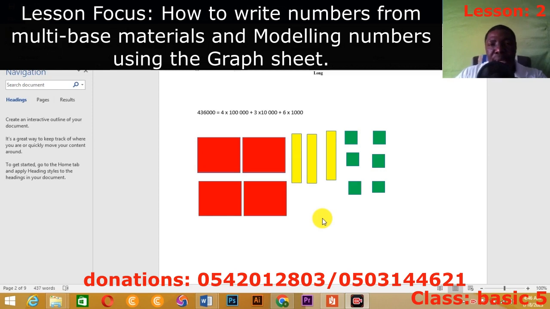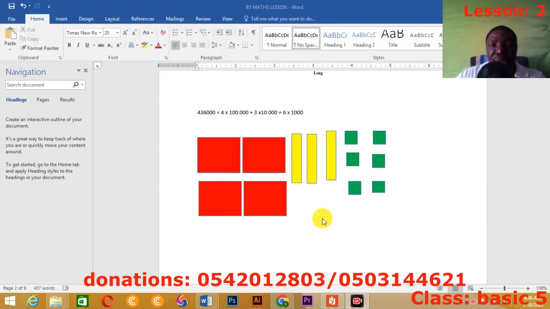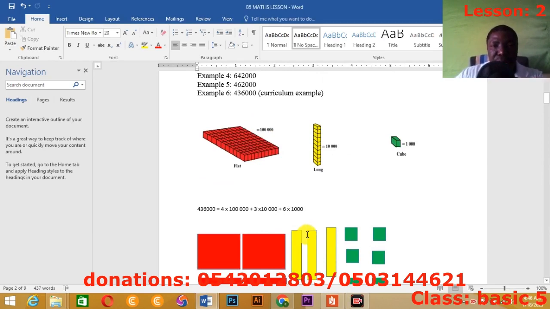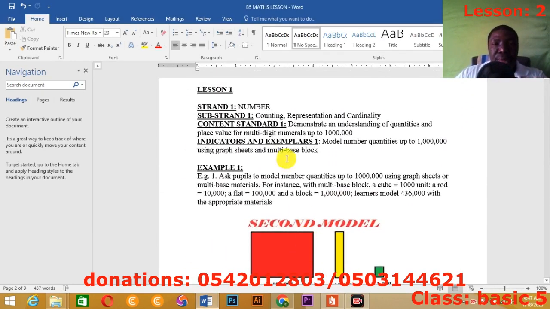I remember the lesson is based on the new curriculum. So if you are learning it, it follows in that order. I don't take any topic or any strand out, or even a sub-strand out. It follows in that order. So that's why I always indicate the strand for you to see.